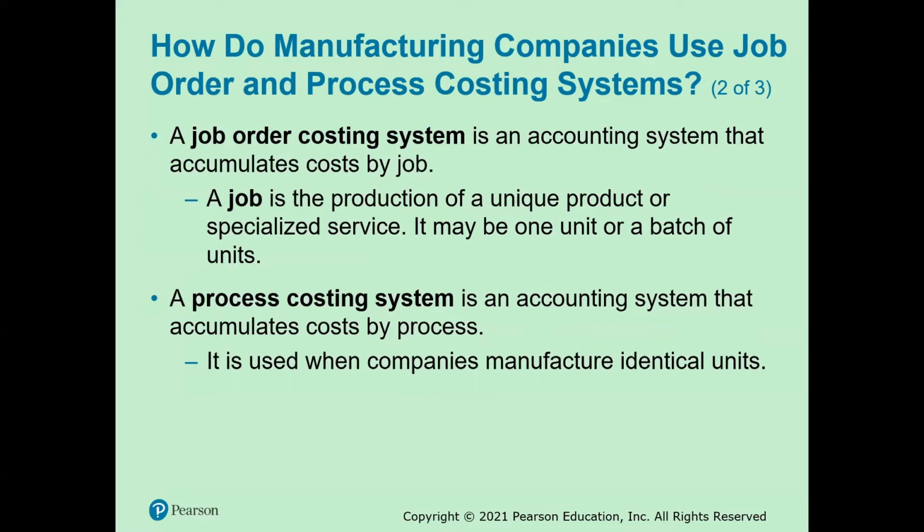Examples of the type of companies that use job order costing are accounting firms, music studios, healthcare providers, building contractors, and custom furniture manufacturers. Process costing is used by businesses that manufacture large quantities of identical units. A process costing system accumulates the cost of each process needed to complete the product.